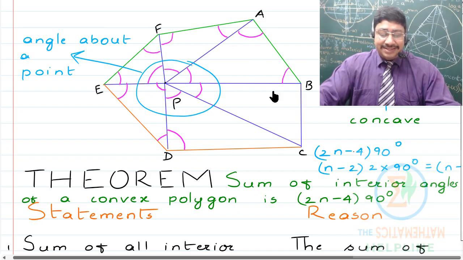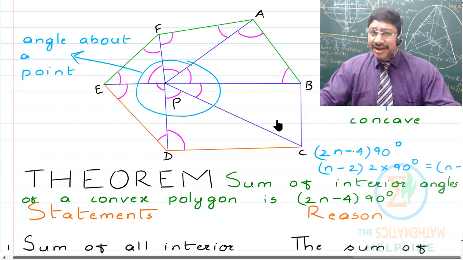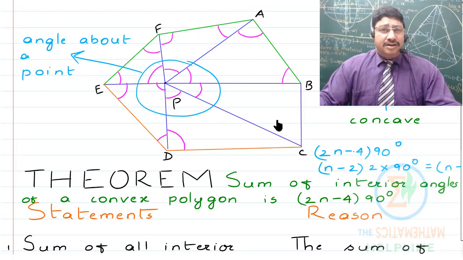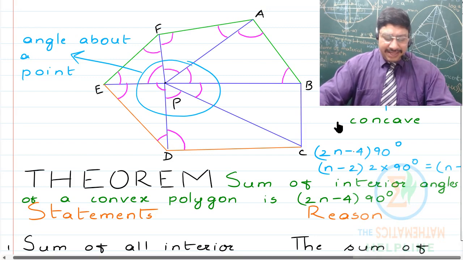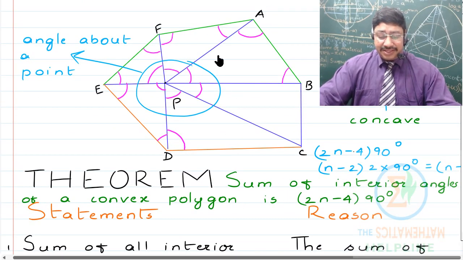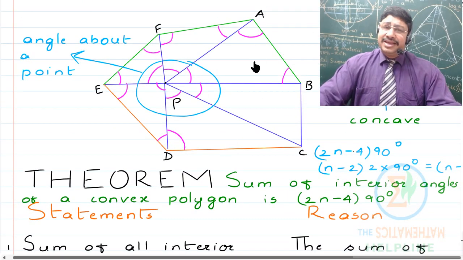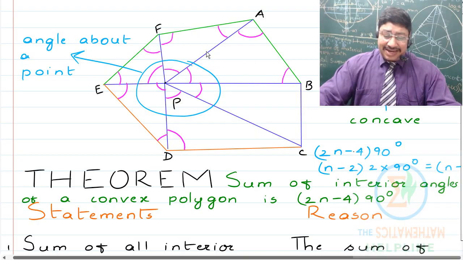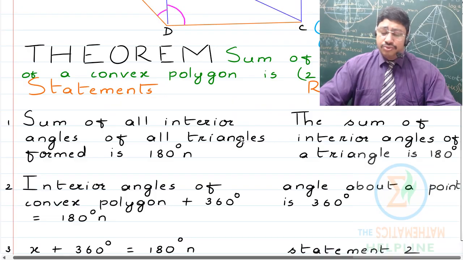So as this is a hexagon, this has 6 triangles. If you make a polygon of, say, 9 sides, then you're going to have 9 triangles, formed by any point which is in the interior of the polygon. Next, to prove this, the first thing we say is that the sum of the interior angles of all of these triangles formed is going to be 180 times n. That's because the sum of the interior angles of each triangle is 180 degrees. So as n triangles are formed, obviously it's going to be equal to 180 times n, right? So you see the reason: the sum of the interior angles of a triangle is 180 degrees.